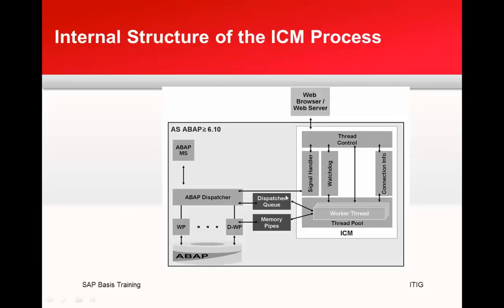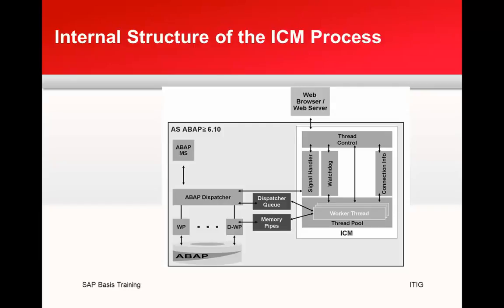Okay, lastly it's about the memory pipe. These memory-based communication objects allow data transfer between ICM and ABAP processes. So that is about the different components. The requests from the ICM also have to wait in the dialog queue of the ABAP dispatcher. If a free dialog process is found, ICM threads and the dialog process can communicate directly with each other.